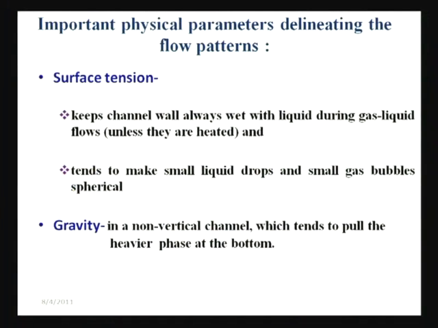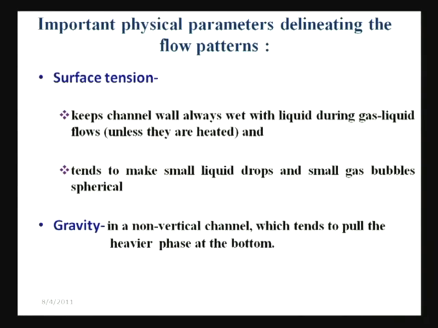So, a continuous phase is that phase which can be joined by any particular curved line where the curved line does not cross the interface at any point. On the other hand, the discontinuous phase is one where if you want to join two parts of the discontinuous phase, then definitely that line has to cross the interface. So, we find that the basic factors which delineate the different flow patterns, number one, surface tension.